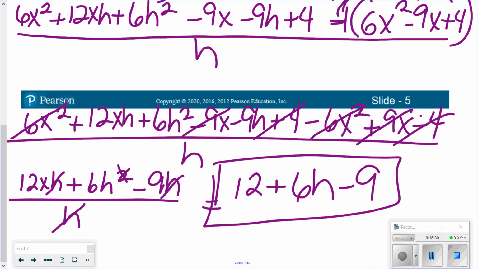Okay, there should be more practice problems for you to do, and I'm happy to answer questions on your rotation day about the simplified difference quotient.